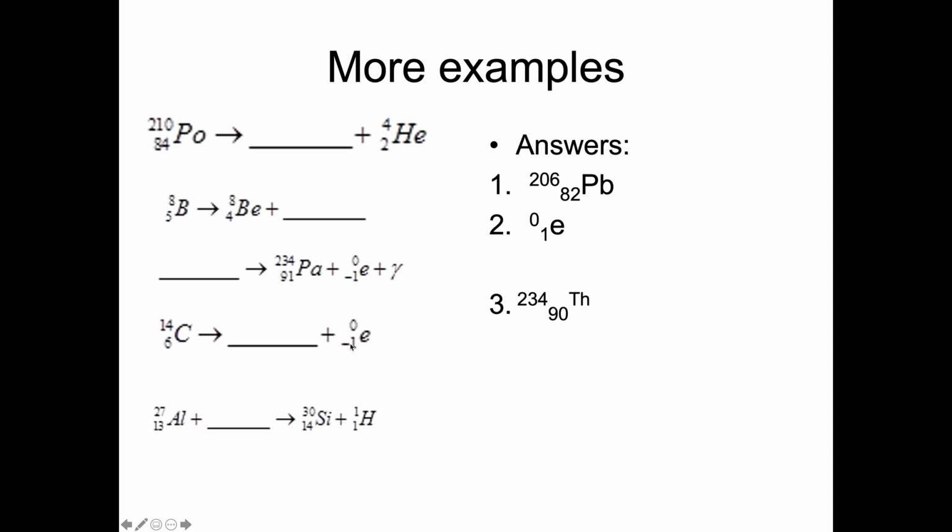Right here, this is a beta particle. So carbon 14 decays by beta decay. What should be here? Negative 1 plus what equals 6? Negative 1 plus 7 equals 6. The top, 14 equals 0 plus 14, so this decays into nitrogen.